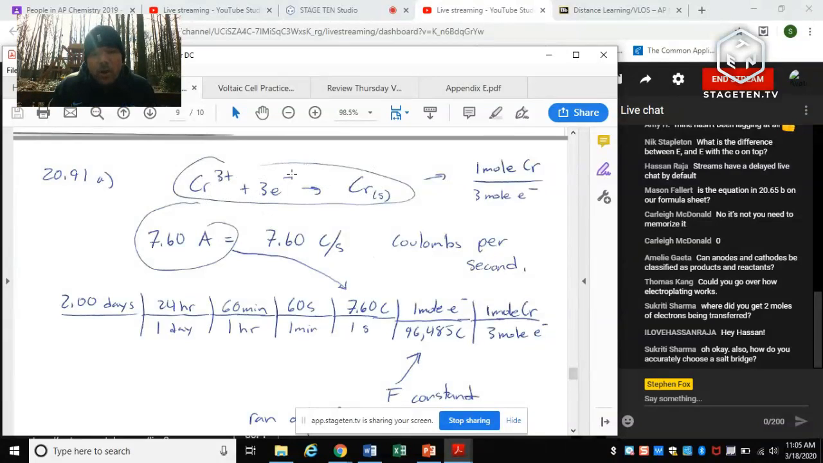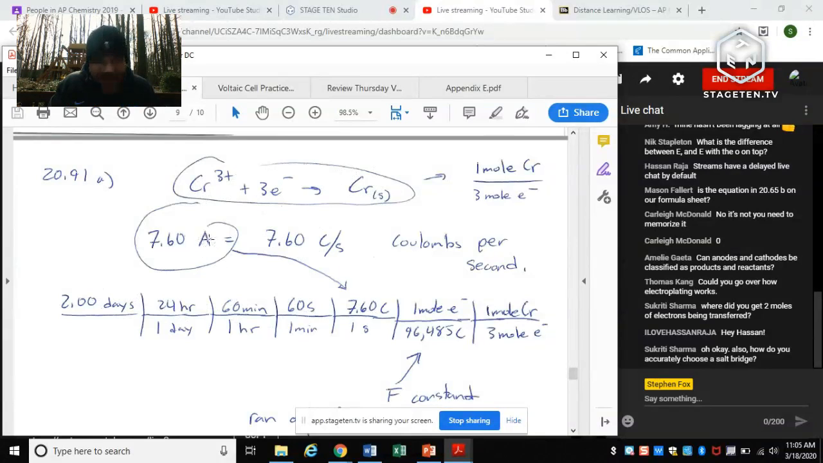That's important to know, because that ratio is going to come into play, right? If this had been 2+, it would only take 2 moles of electrons. If this was 1+, it would take 1 mole of electrons, okay? So this is how it works. So if we have amps, we need to multiply by seconds to get total coulombs, okay? Well, I had 2 days, so I had to do days to hours, hours to minutes, minutes to seconds. So here's where my amps come in.